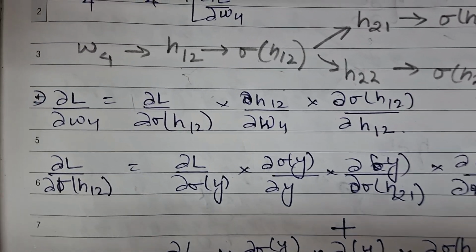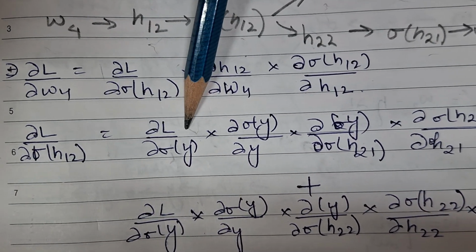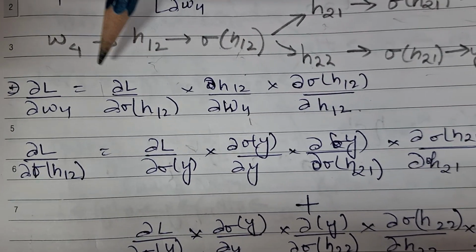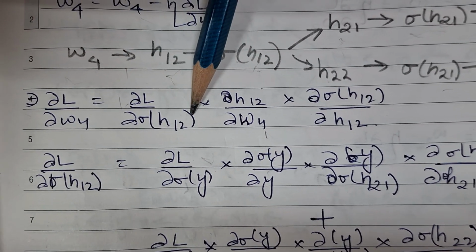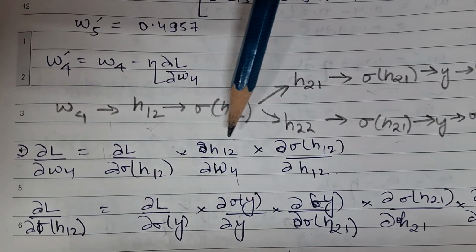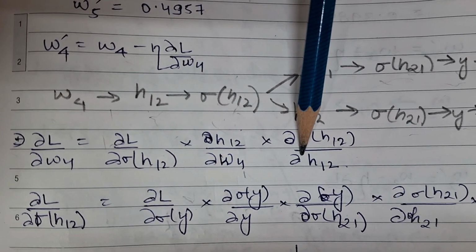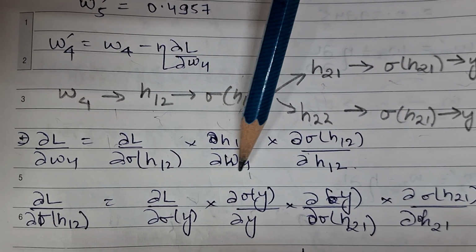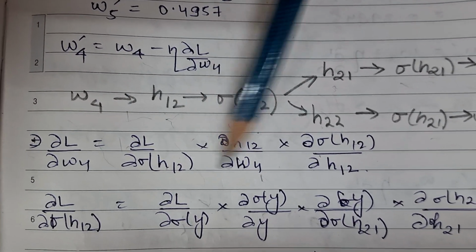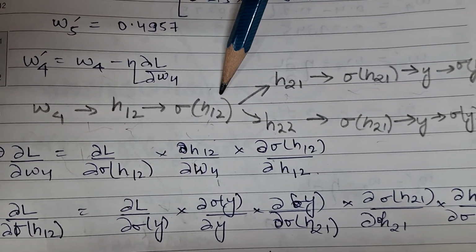If we write it in a crude format, we can write that del L by del sigma Y multiplied by del sigma Y by del Y, del L by del of sigma H12, directly skipping all these steps and coming directly here. Then del of sigma H12 divided by del of H12 and del of H12 divided by del of omega 4. Now the only thing left to calculate is this big part, because here we have made a jump all the way from L to sigma of H12.